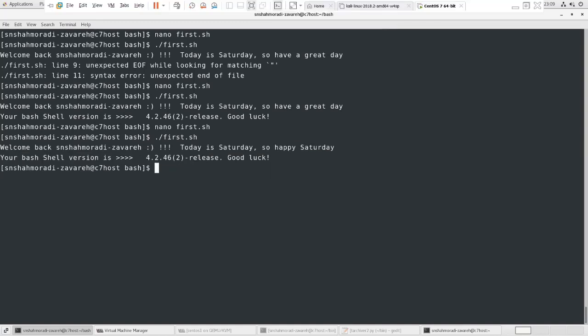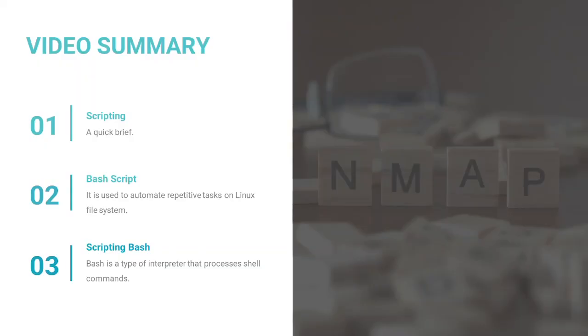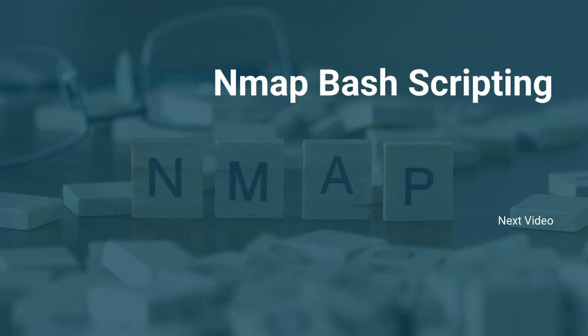Let's go back to PowerPoint. We had a quick brief on a bash script and what it is and why we need it exactly, and showed you an example, tried to run a script, and tried to explain how you could repeat tasks and automate a task on the Linux file systems, and showed an example by running 2 or 3 programs. The next video is going to be Nmap bash scripting, and we're going to combine Nmap and bash scripting together.